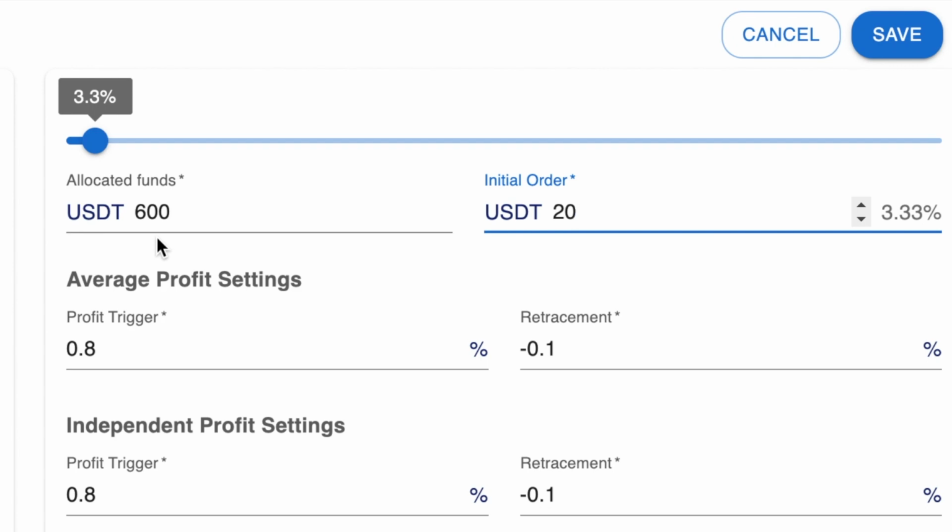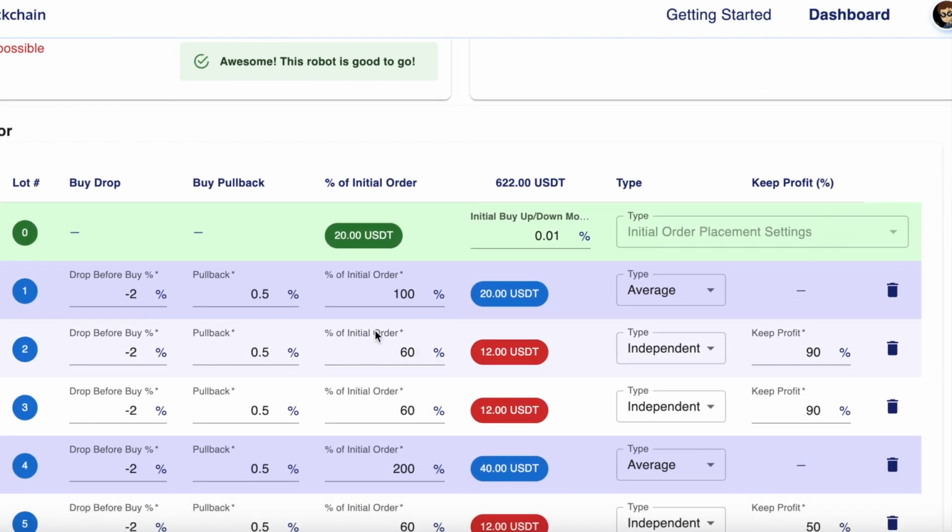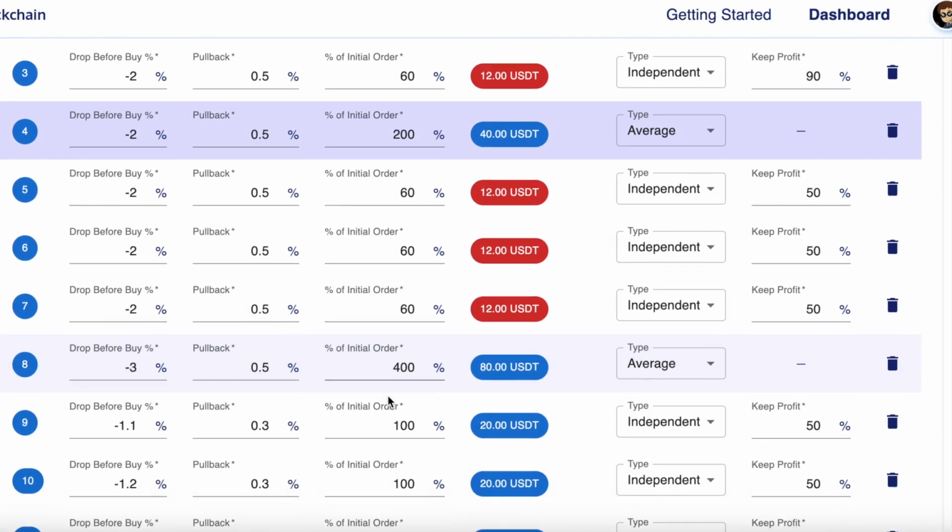Of course, if the price goes up, then the robot will start to sell those trading lots to take a profit. So let's say that you've got $100 inside your MetaMask wallet and you want to trade with the first trade of $20. Well, you can see here it says that the allocated funds is $600. So if we scroll down, you can see that there's all these trading lots that the robot could carry out.